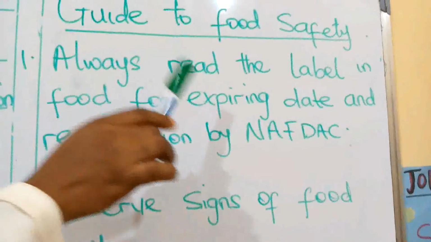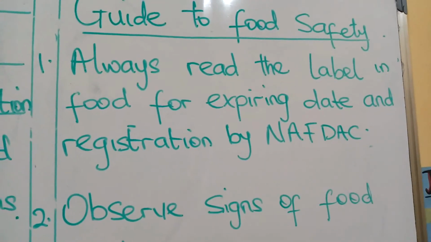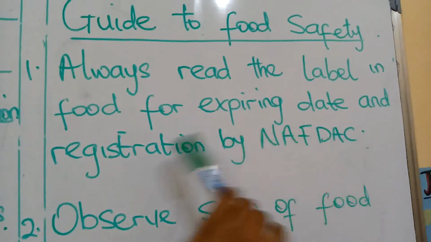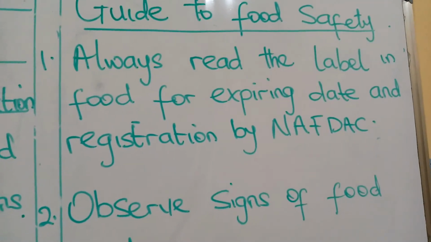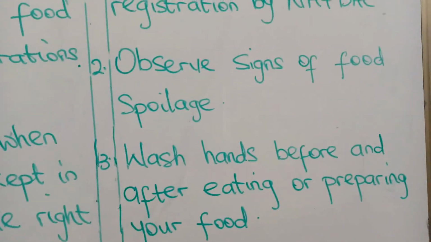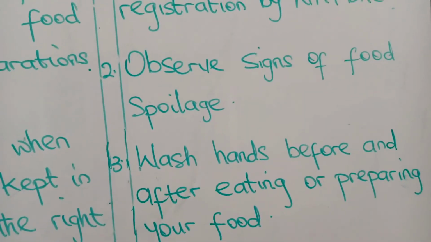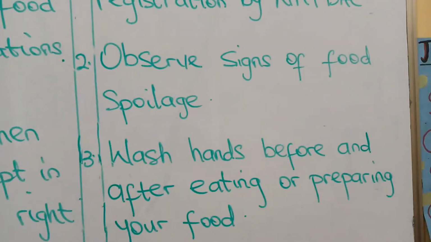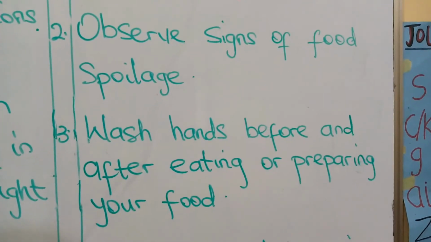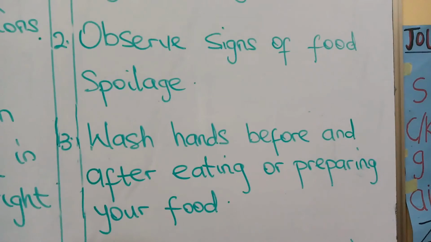Guide to food safety. Things we have to do to make sure the food we eat is safe. Number one, we should always read the food label to check the expiry date and the NAFDAC registration number. Number two, observe signs of food spoilage to know whether the food you want to consume is already spoiled or not. Number three, washing of hands before and after eating or preparing your food.